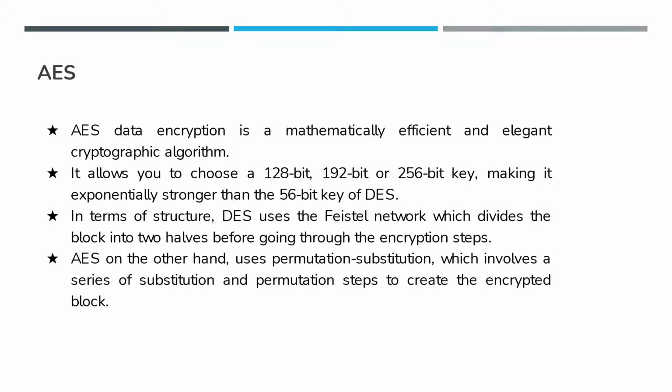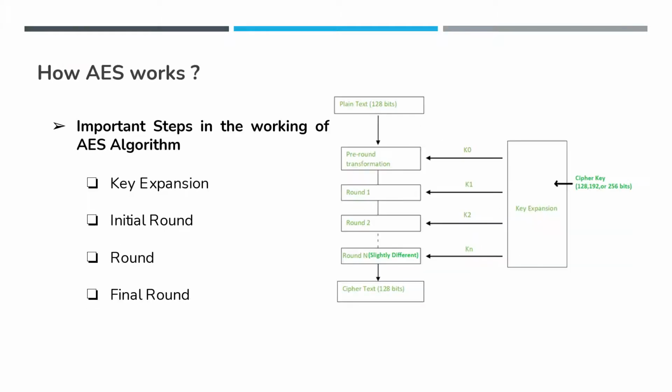AES data encryption is a mathematically efficient and elegant cryptographic algorithm. It allows you to choose a 128-bit, 192-bit, or 256-bit key, making it exponentially stronger than the 56-bit key of DES. In terms of structure, DES uses the Feistel network, which divides the block into two halves before going through the encryption step, whereas AES, on the other hand, uses permutation substitution, which involves a series of substitution and permutation steps to create the encrypted block.